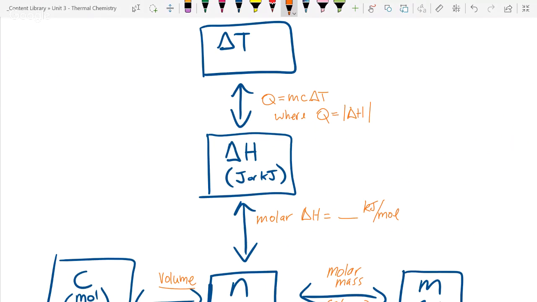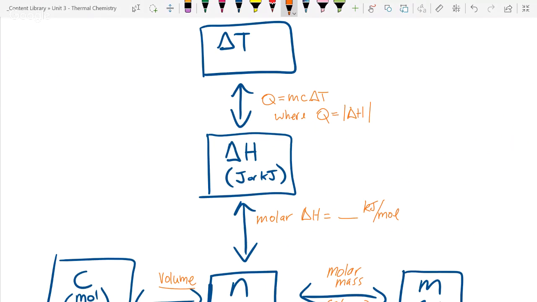And of course, we ignore the negative sign, because a negative delta H, does that mean that there was anti-energy created? Anti-energy. Wow. Is that what we did? Yeah, it just means that it was going in one direction or the other.